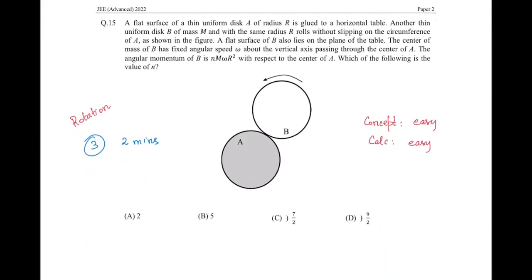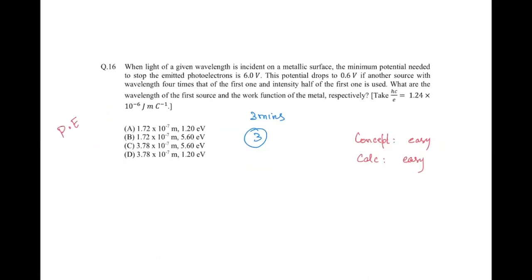Now 15th one, a standard rotation question where rolling is happening without slipping, one object rolling on top of another object. Concept wise easy, calculation wise also easy. In 2 minutes this should have been done. Then a photoelectric effect based question, concept wise easy, calculation wise easy, should have been done in 3 minutes. Write 2 equations and solve 2 equations. So these are all easier questions of the paper. You see they're coming towards the end, right? So this is where things get a little tricky, how you manage the time in the paper.